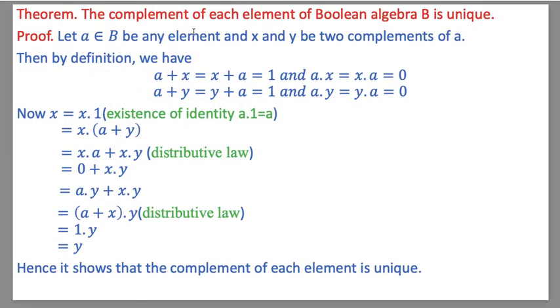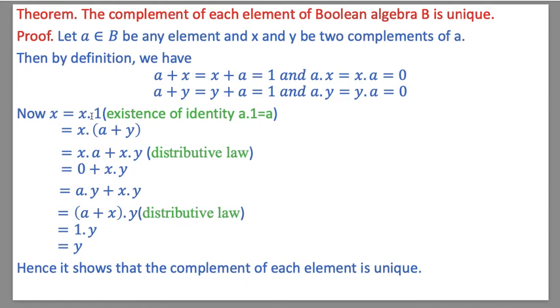Now we will show that the complement of each element of a Boolean algebra is unique. We cannot have two complements for any element of the Boolean algebra. Suppose A belongs to B be any element and X and Y be two complements of A. Then by definition we have A plus X is equal to X plus A equal to 1 and A dot X equal to X dot A equal to 0. Because Y is also a complement of A, so A plus Y equal to Y plus A equal to 1 and A dot Y equal to Y dot A equal to 0.